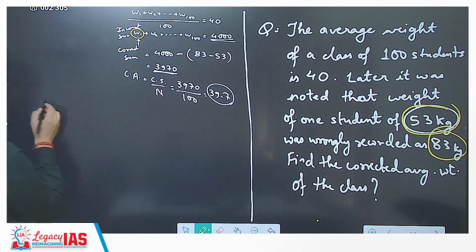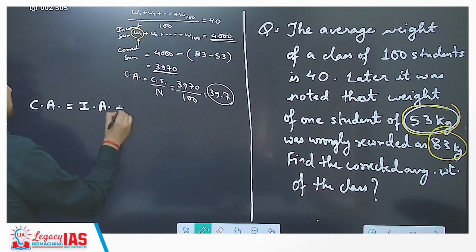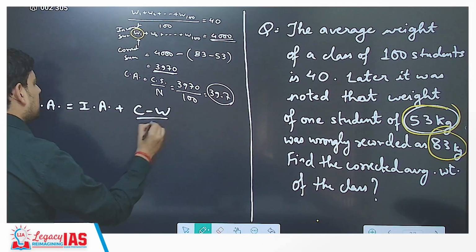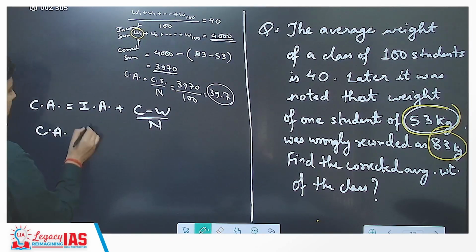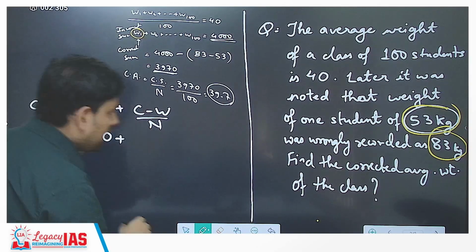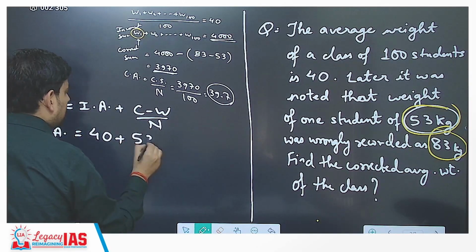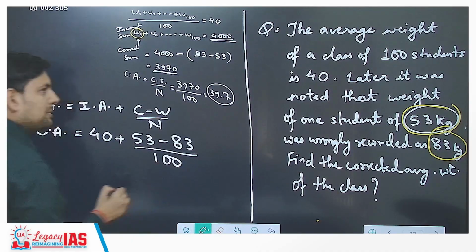Now see, corrected average is equal to incorrect average plus C minus W by N. Now corrected average I have to find. Incorrect average is what? Incorrect average is 40. What is the correct number? Correct should have been 53. Incorrect was 83. Divided by how many people were there?